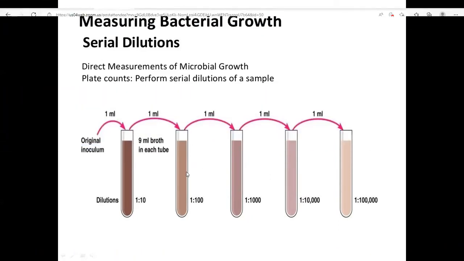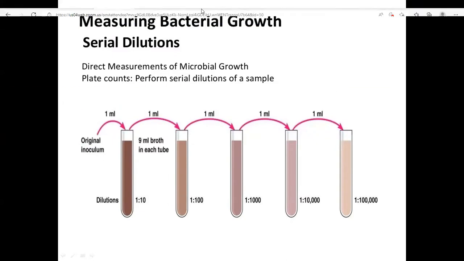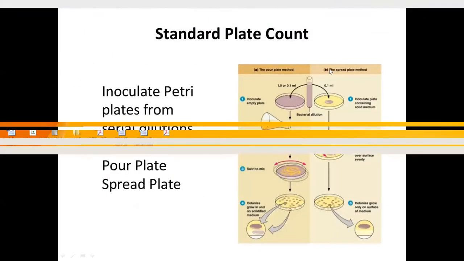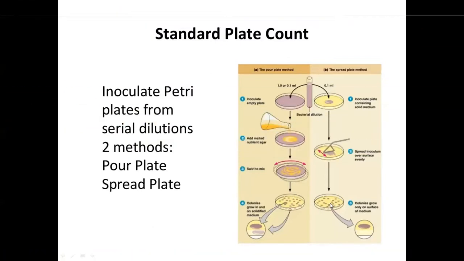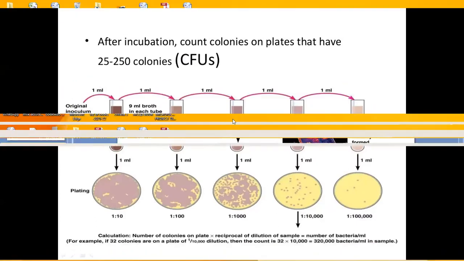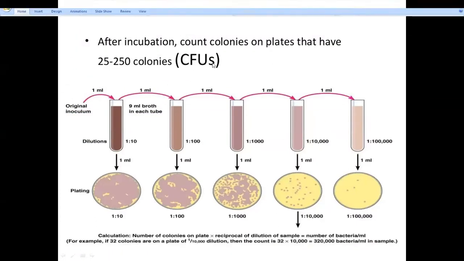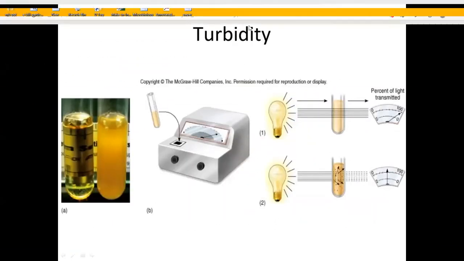You have to dilute the contents in a serial fashion from one tube to another, and then you have to perform the standard plate count. You have to inoculate the culture into the media, and then you have to count the colonies. And you have to get the values of CFU, colony forming units. What is the full form of CFU? Colony forming units.